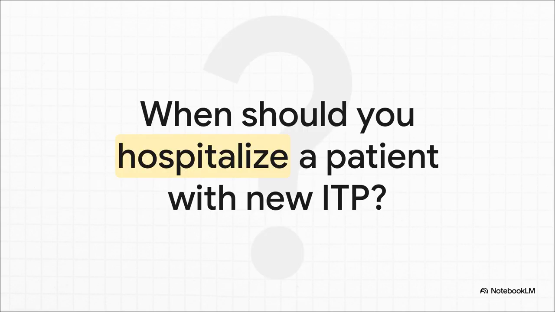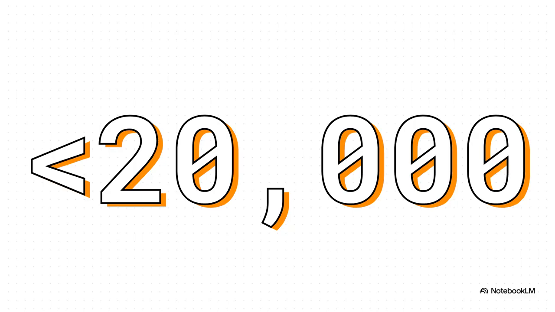Now for a super practical question. Your patient's platelet count is 19,000. They have some bruises, but there's no severe, life-threatening bleeding. Do they have to be admitted to the hospital? What's the right call? Well, the guidelines are actually pretty clear on this. For a brand new diagnosis of ITP, you should generally admit any patient with a platelet count under 20,000. That's kind of the magic number. Or, of course, if they have any significant bleeding, no matter what the count is. This is all about being safe, allowing for close monitoring, and being ready to start treatment quickly if needed.